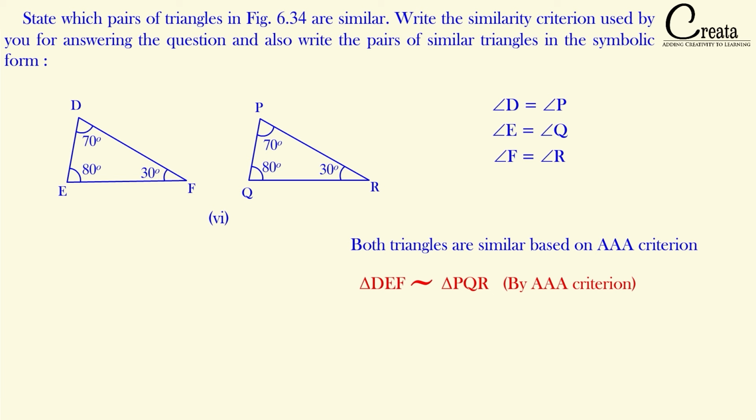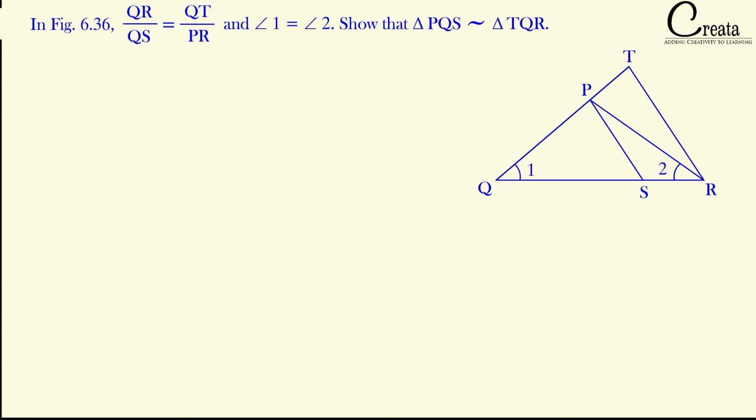Let's move to the next question. In figure 6.36, QR upon QS is equal to QT upon PR and angle 1 is equal to angle 2. Show that triangle PQS is similar to triangle TQR. So let's observe the question. Here in this question, one big triangle is given, QTR, which has several triangles inside it. Here it is given QR upon QS is equal to QT upon PR. Further, it is given angle 1 is equal to angle 2. And we have to prove or show that triangle PQS is similar to triangle TQR.